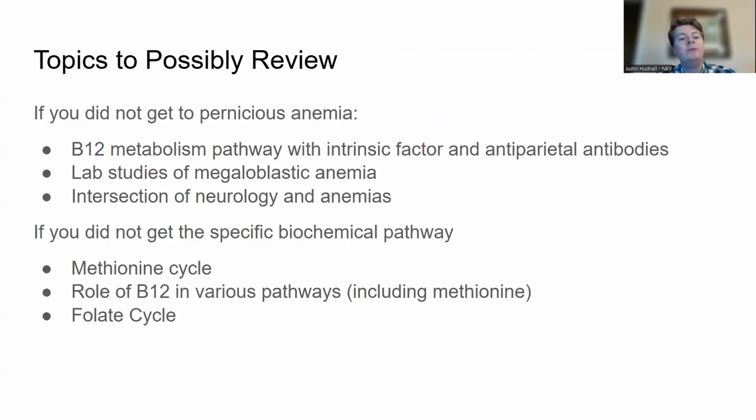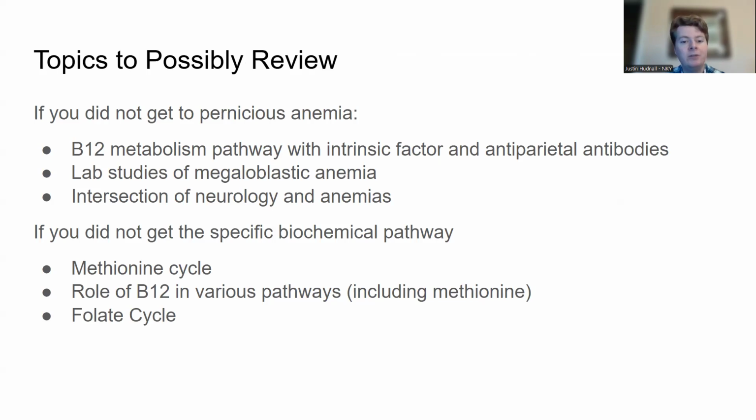So, things to possibly review. I kind of separate this question into two separate areas. You need to get the diagnosis right first, and then you need to understand how B12 deficiency impacts the biochemical pathways. So if you didn't get the pernicious anemia, which is what the antiparietal antibodies are, I would read up on, well, first pernicious anemia, of course, and the B12 metabolism and absorption pathways, specifically with intrinsic factor and how that is complicated by antiparietal antibodies. That'll go into the pernicious anemia more so.